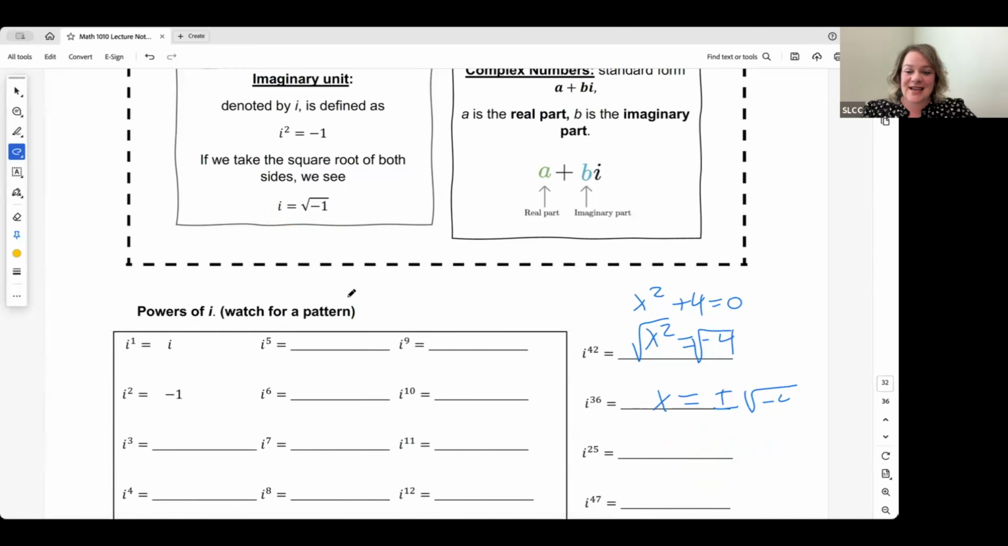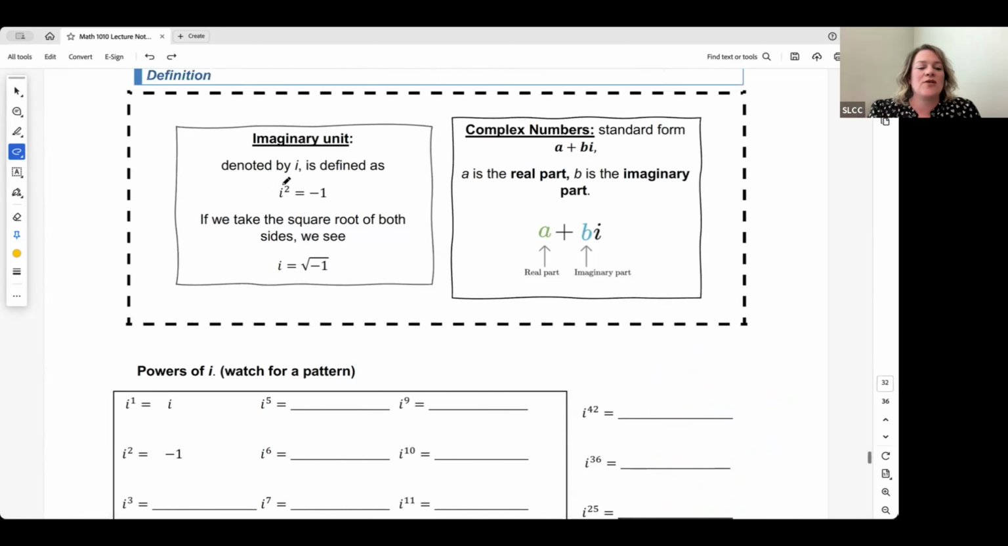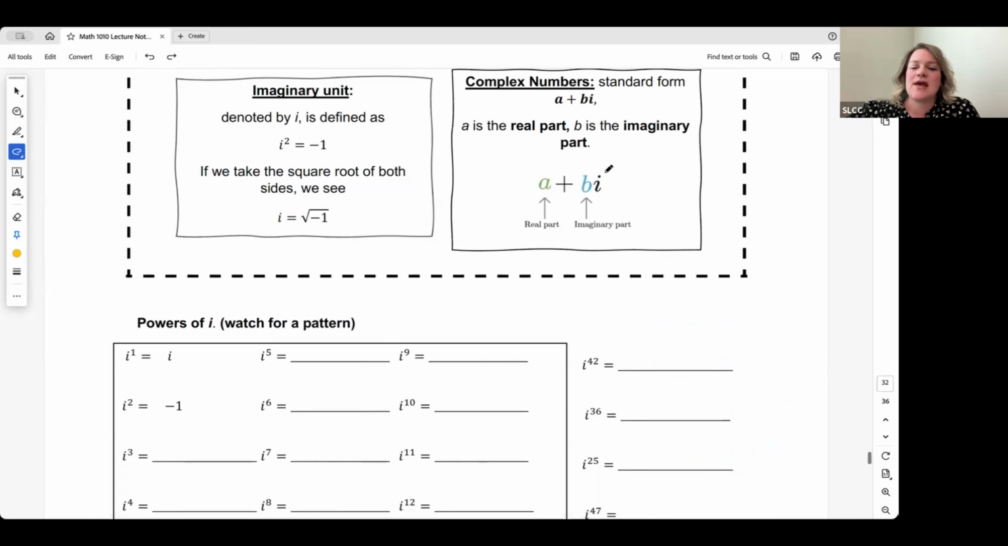And now that that makes sense, we need to just think about i. That's the square root of -1. Now, what happens if we square both sides? We know that i squared equals -1. Okay, a little bit about imaginary numbers. Now, they're not real, and so we can't have the set of reals include the imaginary. So we need a new set. And that new set of numbers is called the complex numbers.